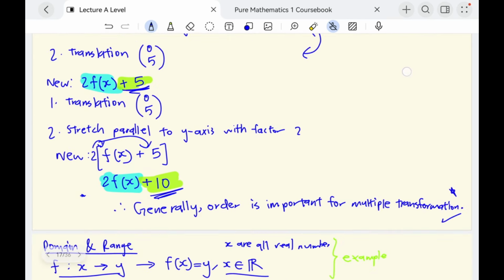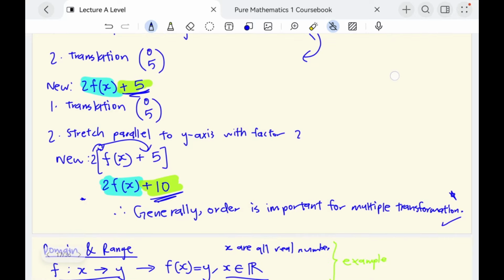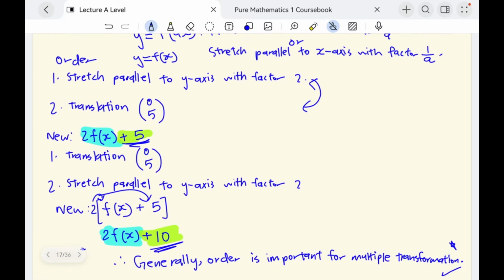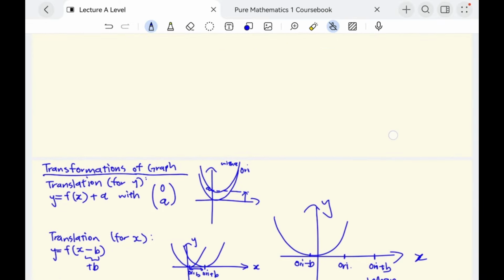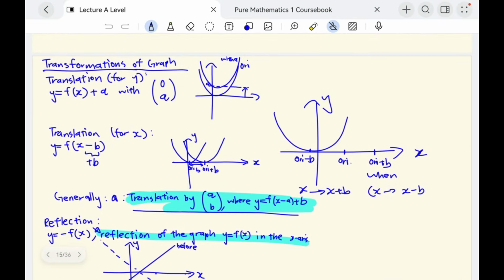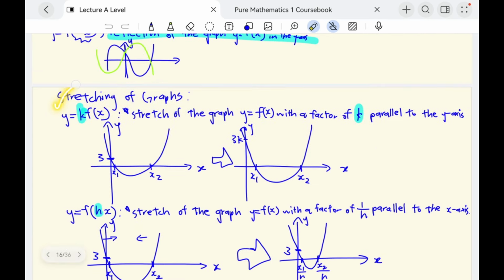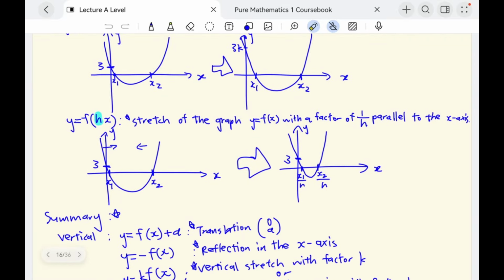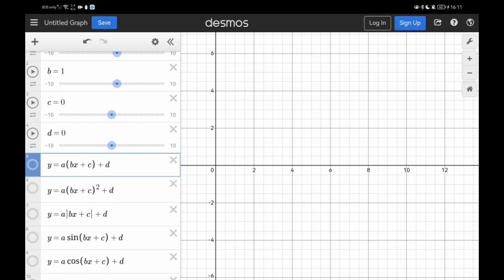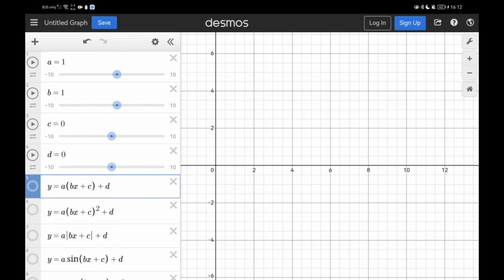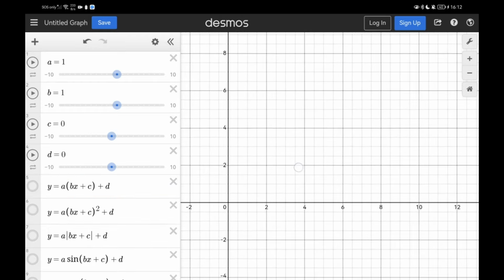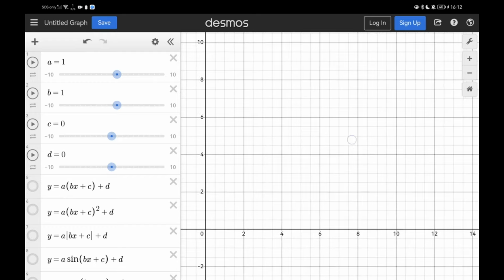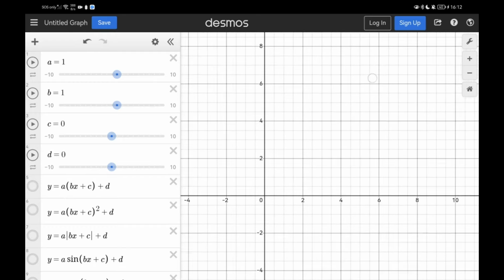Before proceeding to the next subtopic, which is the domain and range, I'm going to use Desmos to visualize how the translation, reflection, and stretch work. How do these three transformations work through a graphical method? I'm going to illustrate how the transformation works in a Cartesian graph. So let's say I'm using this Desmos.